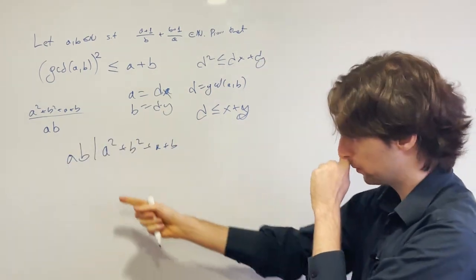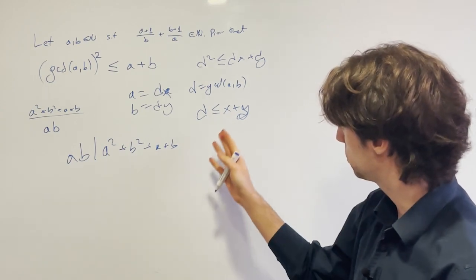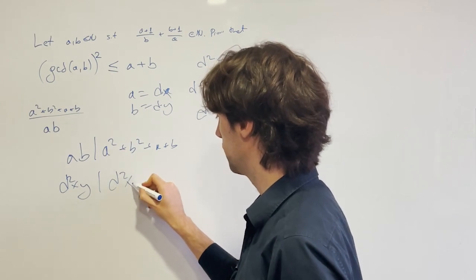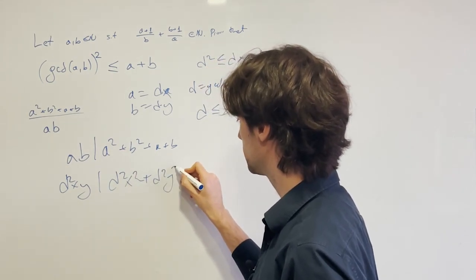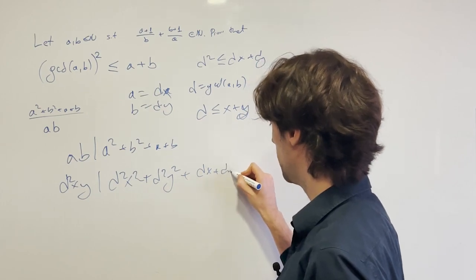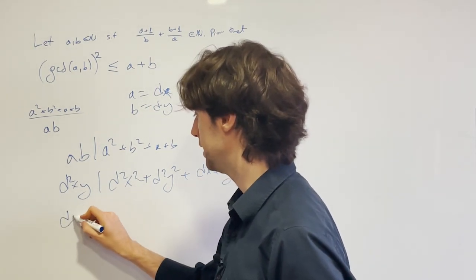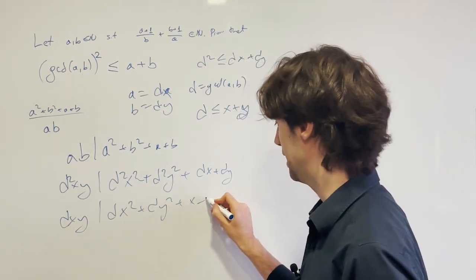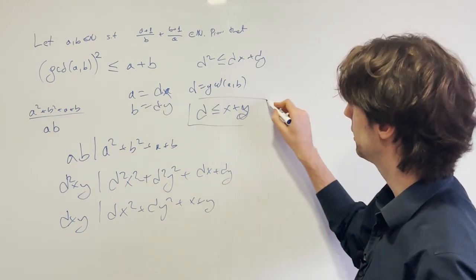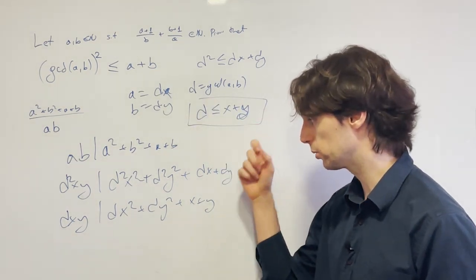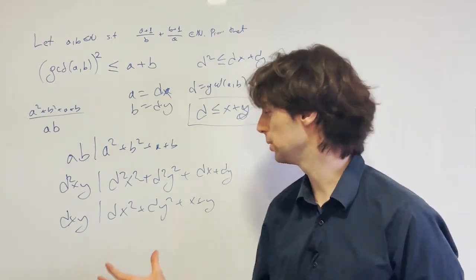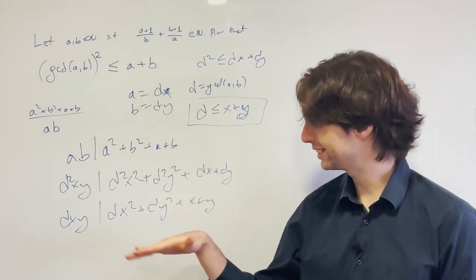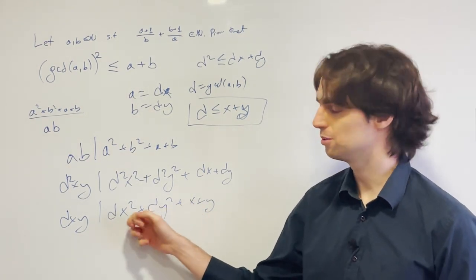And now let's go forwards again. What do we have as the problem condition? Well, we first get d squared xy divides d squared x squared plus d squared y squared plus dx plus dy. We can get rid of the d and we have dxy divides dx squared plus dy squared plus x plus y. And we need to prove that x plus y is greater than or equal to d. How do we do this from here? And here's where I invite you to pause for another 5 minutes, even 10, maybe 15 minutes, and try to figure this out.